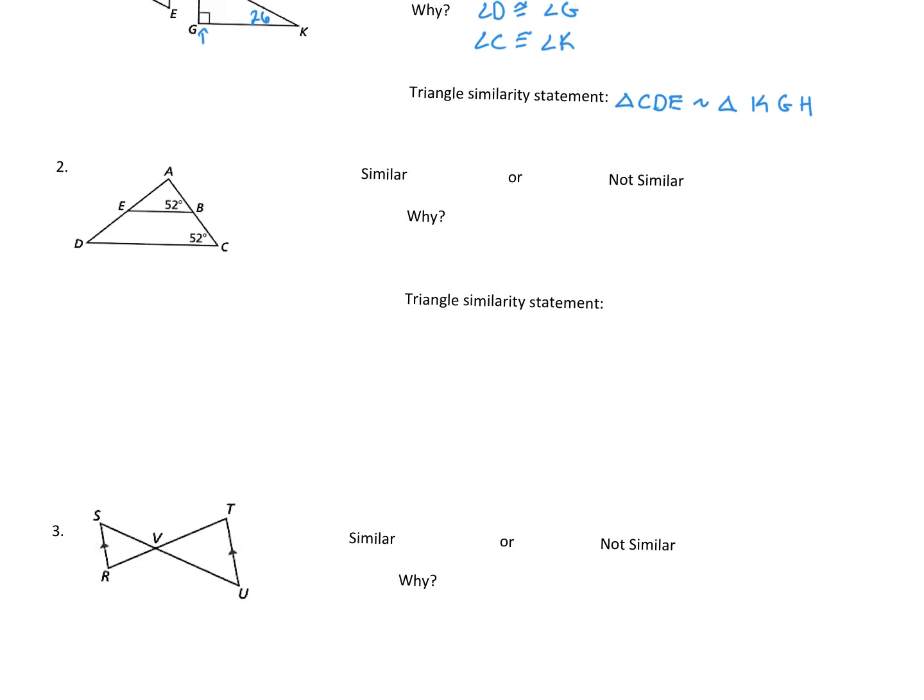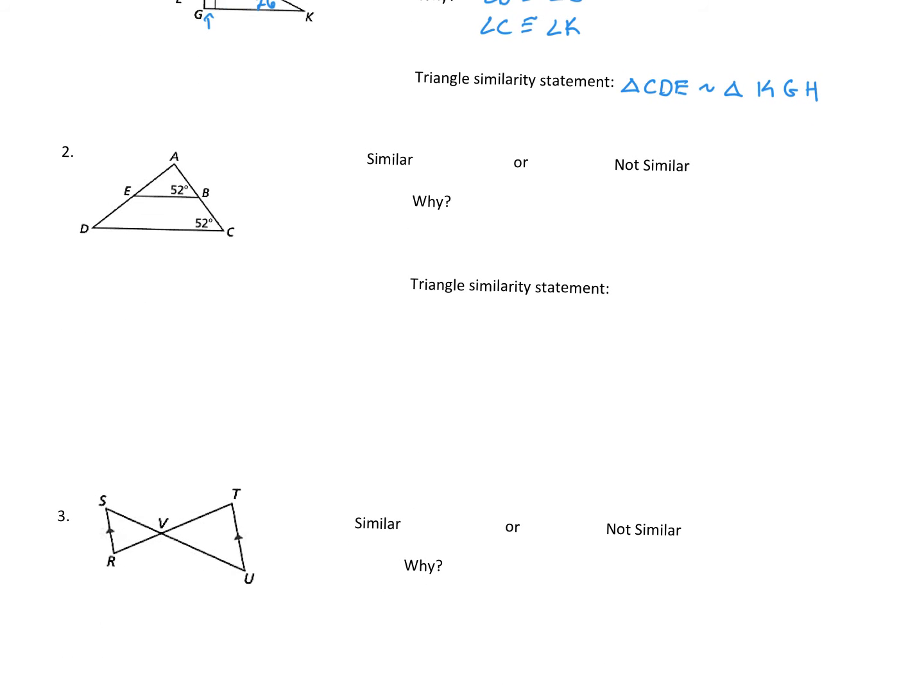Okay, let's check the next one. We have two triangles. One of them is kind of overlapping the other one. So there's a small one and then there's a big one. Let's see if they are similar. Well, they both have this 52. And also, they both contain the angle A. So they have two angles. So yes, they are similar. Why? Because angle A is congruent to angle A.